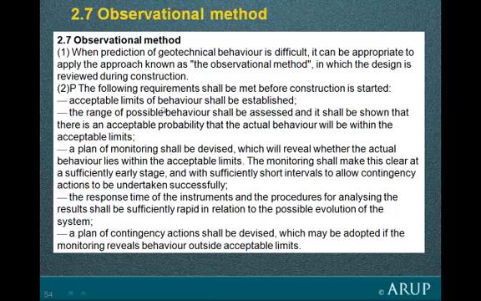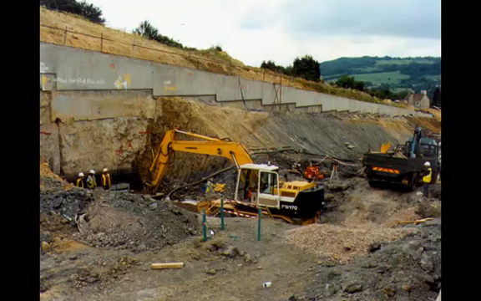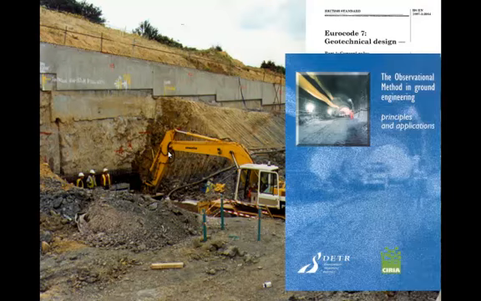So you'll have established what the acceptable limits of behaviour are. You look at the possible range of behaviour, you'll plan the monitoring, and you'll know you've got enough time to respond and introduce contingency actions. During construction, you do the monitoring. That's really a very important, obvious but very important statement. You will assess the monitoring and you will react. Importantly, you will replace any monitoring equipment that fails. This approach has been taken up in British practice by the CIRIA report on the observational method in ground engineering.